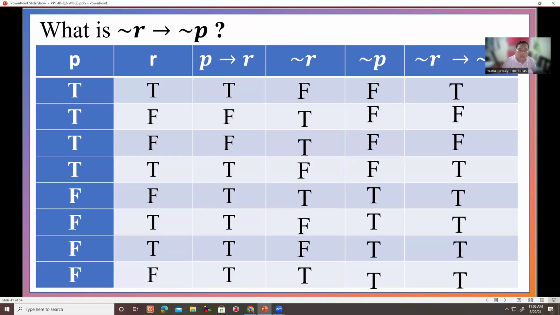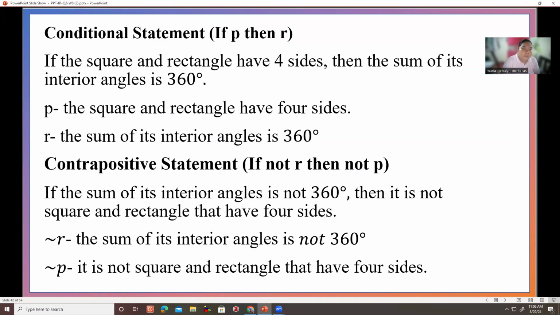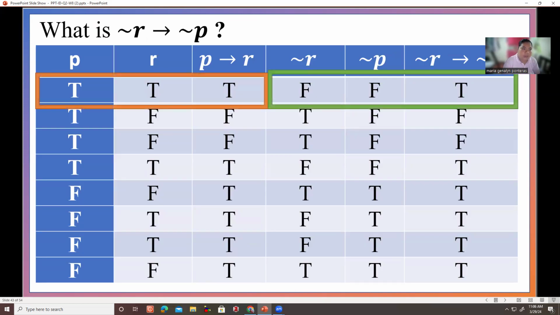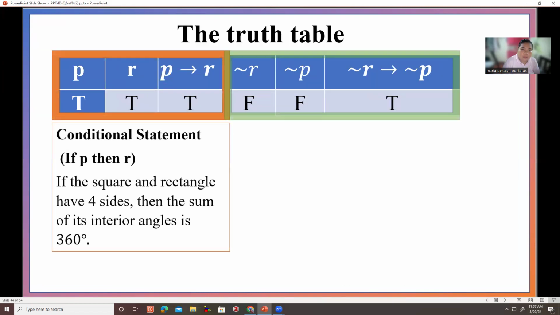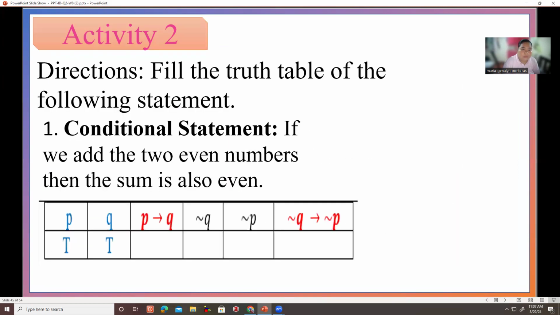So as you can see, even if we have 3 statements, they still hold the same logical equivalences. So P implies R got true, false, false, true, true, true, true, true. Not R implies not P got true, false, false, true, true, true, true, true. So our statement here holds the first row of our column.